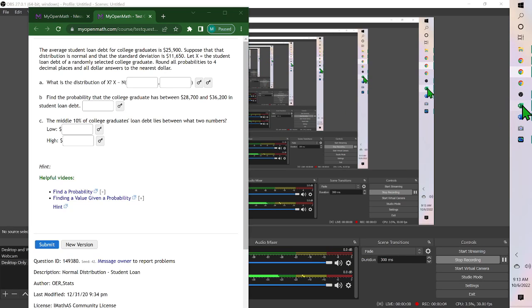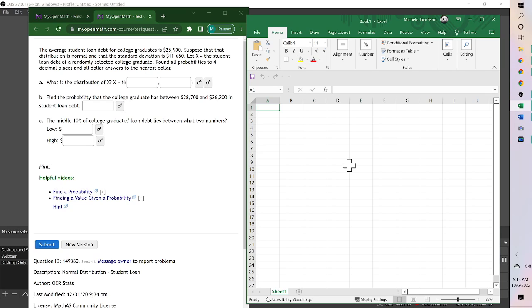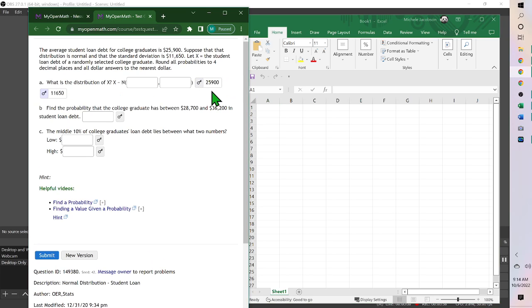For this problem, I'm using Excel. The average student loan debt for college graduates is $25,900. So that's the average with a standard deviation of 11,650. The student loan debt of a randomly selected college graduate, round to 4 decimal places. So for this first part, it just wants you to list the mean and standard deviation, which was 25,900 and 11,650.